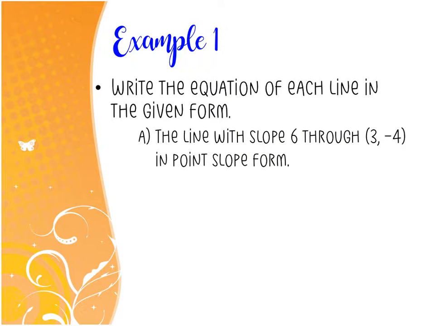So this one says, write the equation of each line in the given form. And A says a line with slope 6 through point (3, -4), and it wants it in point slope form. So the first thing you have to know is what point slope form is, which is y minus y1 equals m times x minus x1.